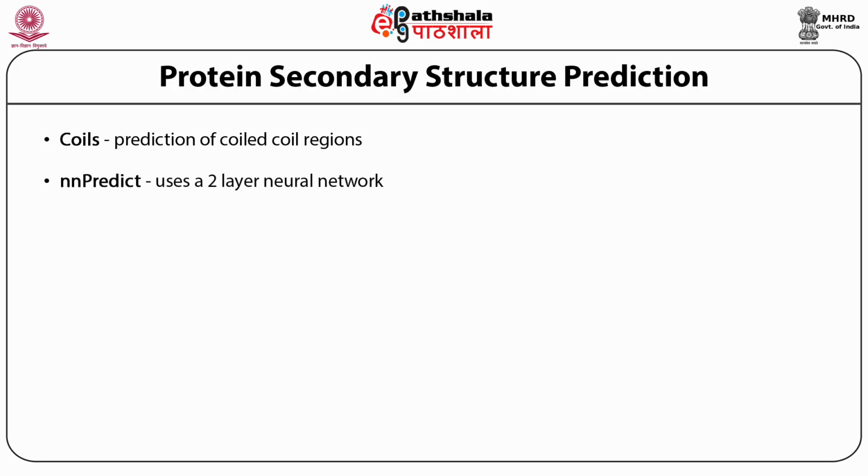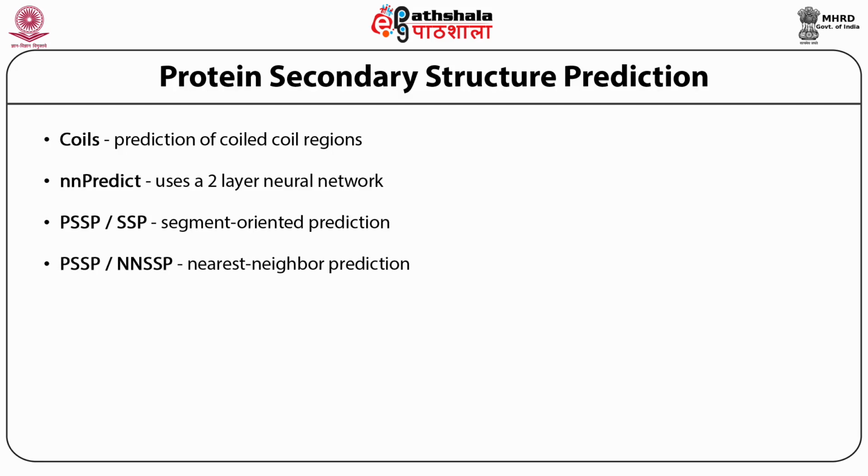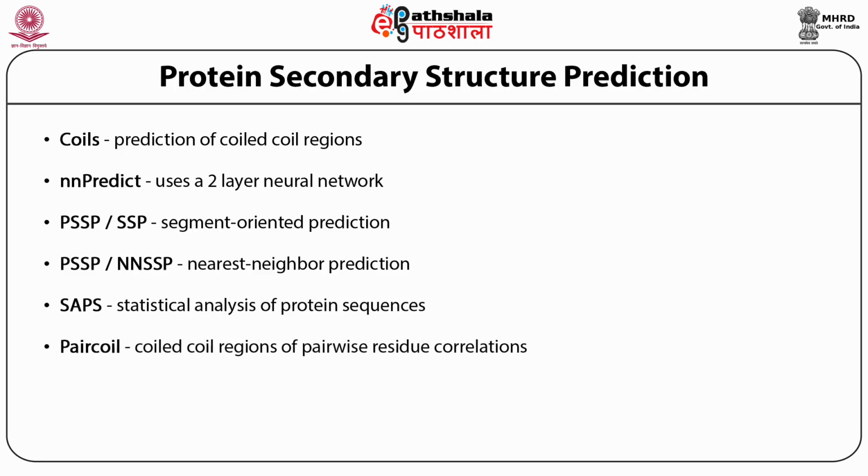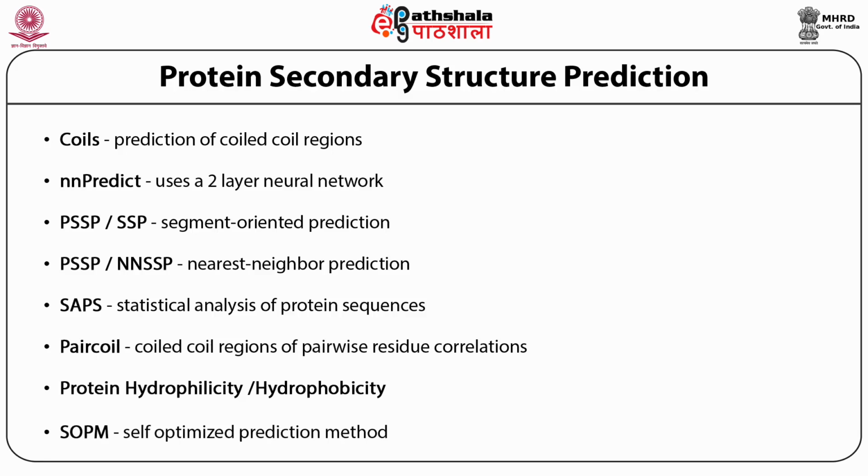Then MNPredict uses a two-layer neural network for the prediction of secondary structure. Then PSSP or SSP is the segment oriented prediction. Then NNSSP is the nearest neighbor prediction. Then SAPS is the statistical analysis of protein sequences. PairCoil is for coiled coil regions using pairwise residue correlations. Then there is protein hydrophobicity and hydrophilicity, and SOPM, the self-optimized prediction method. So these are the various methods which can be utilized for the prediction of the secondary structure of a protein.